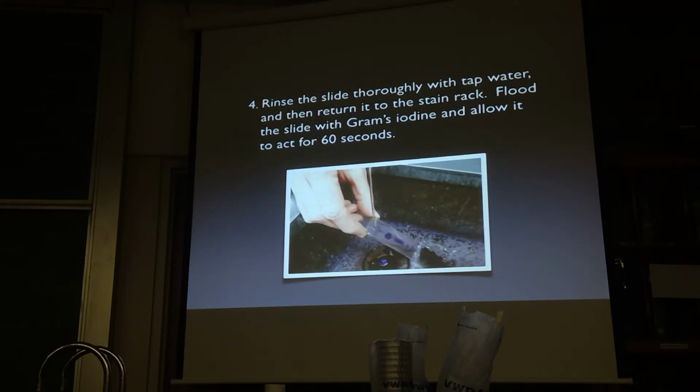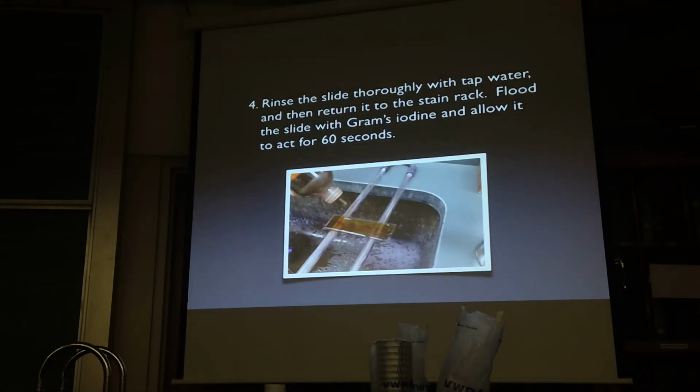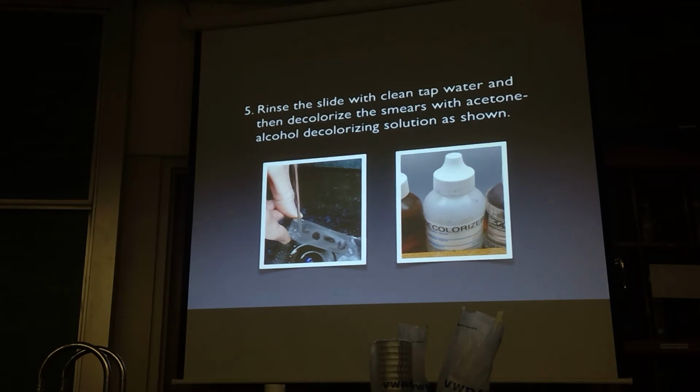Then we put on Gram's iodine. We're going to let that sit on there for 60 seconds. Just pour it on there, cover the entire thing. Let that sit 60 seconds. Then you're going to rinse that off. And then you're going to decolorize. Now the decolorizing is a tricky part of the procedure. This is really what makes the difference.